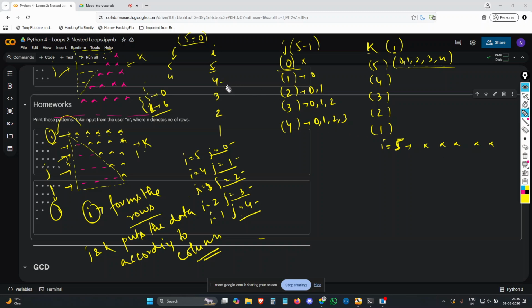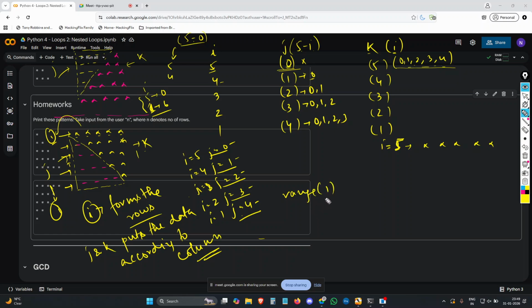Clear. Okay. Now I becomes 4. So because I becomes 4, what is j? J is dependent on I reversely. So 5 minus 4 means what? 1. So range becomes 1, right? Range 1 means how many times should it print? 1 time, that is 0. What is the 1 time value? 0, right? This much you know, right?